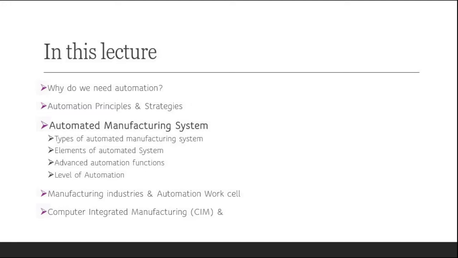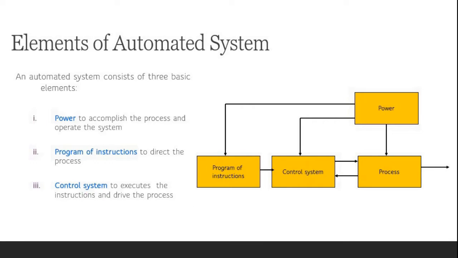So since we have now seen the types of automated manufacturing system, we're now going to see what are the elements of the automated system. An automated system consists of three basic elements, and the relationship between these elements is depicted here.